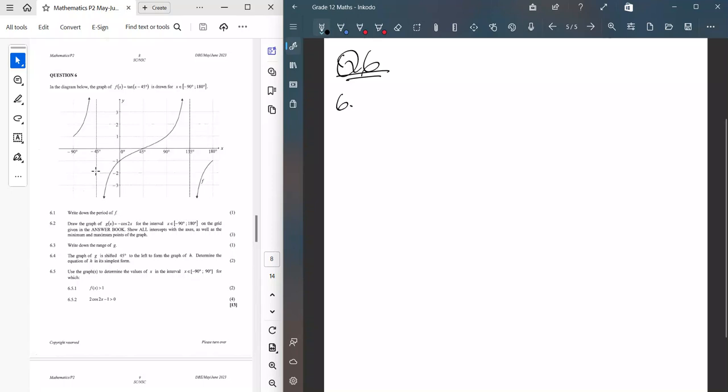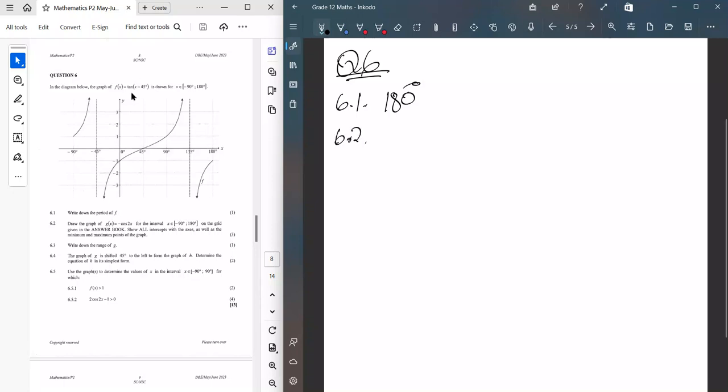The period of f is simply 180 degrees because the coefficient of x is 1. This is your normal tangent. As you can see, the distance between two adjacent asymptotes is your period. 135 minus negative 45 will give you 180.